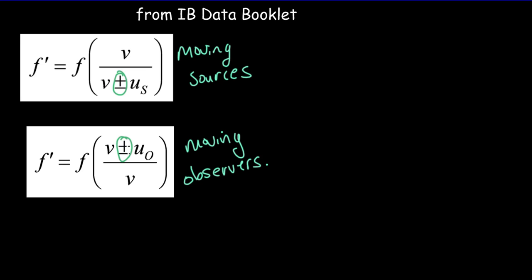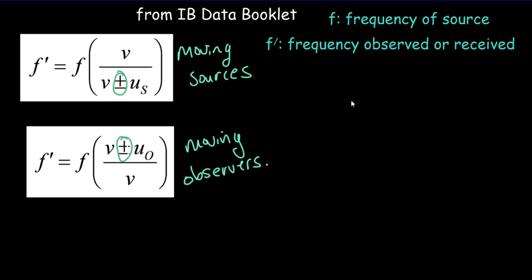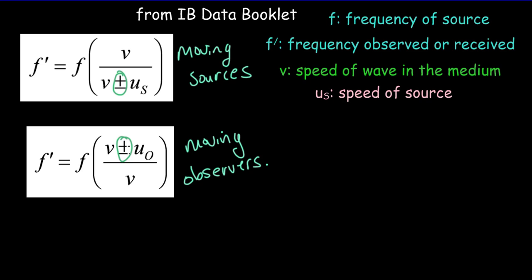And we've already seen most of the variables in the equations. f is, of course, the frequency of the source, whereas f prime is the frequency being observed or received, that Doppler shifted frequency. v is the speed of the wave in the medium, the speed of water waves in water, the speed of sound waves in air, etc. u_s, as we've seen, is the speed of the source, but now that we can also have an observer that's moving, we need a variable for that. u_o is the speed of the observer.